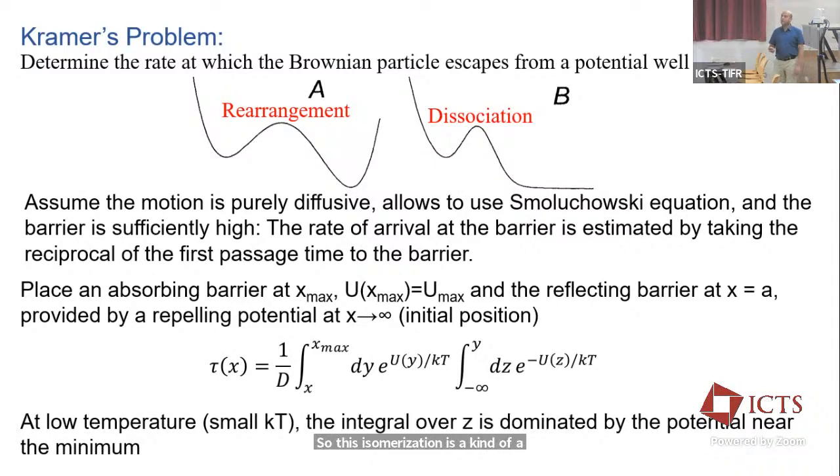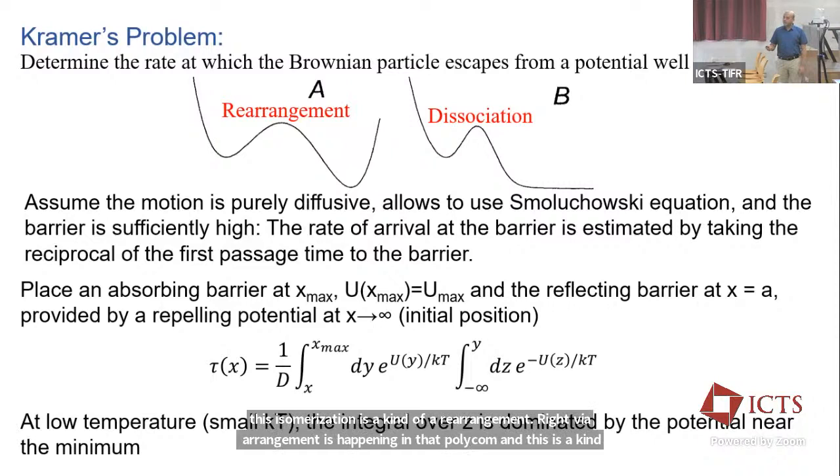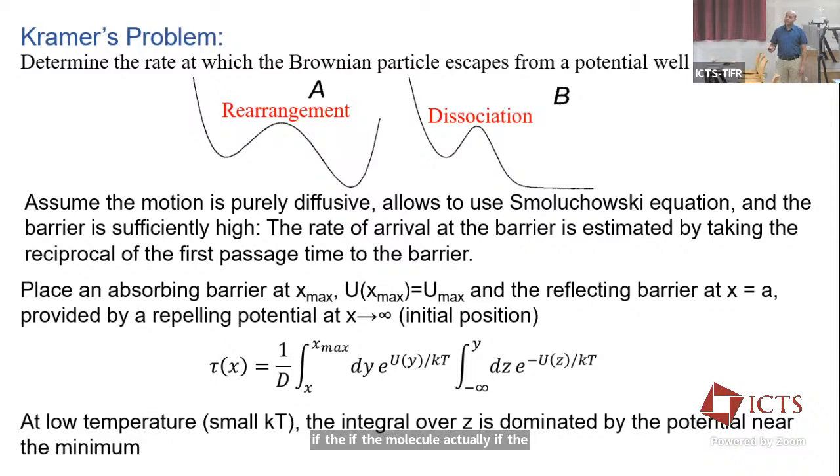Rearrangement is happening in that molecule, and this is also a kind of dissociation, meaning some chemical reaction is happening. If the particle crosses that barrier in the dissociation case, there is no return at all. But in this bistable potential, if it crosses, the particle will be there, but if you supply sufficient perturbation, then it can cross that barrier again. So there is a possibility of return here, but in the other case there is no possibility. So you can imagine this is a kind of rearrangement, and that is a phenomenon related to dissociation.